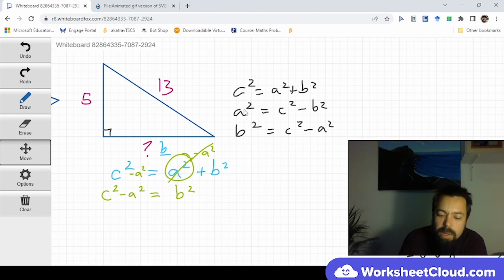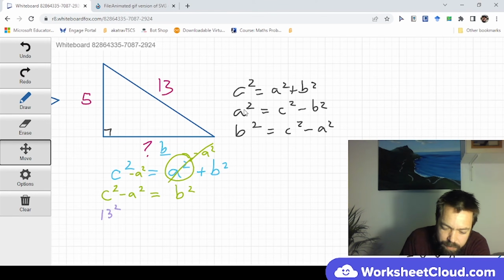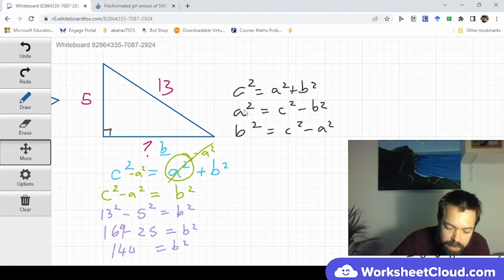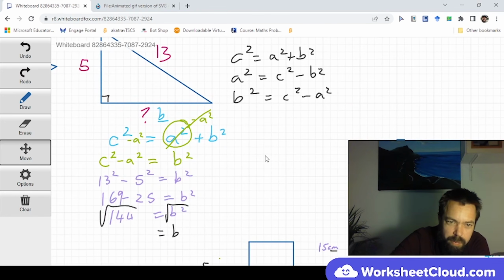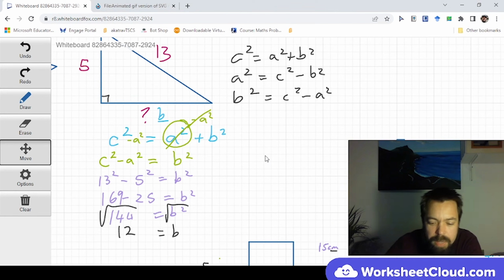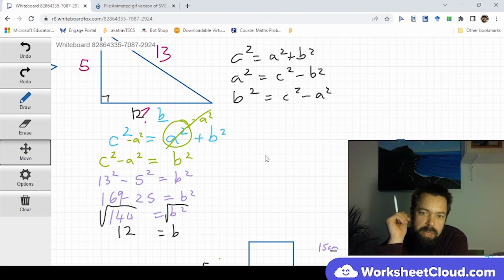Anyway, that was a very long-winded way to get to the fact that we are starting with c squared minus a squared equals b squared. So c squared was 13 squared minus 5 squared equals b squared. 169 minus 25 equals b squared. 144 equals b squared. Square root, b squared, b is equal to 12. All right, and that gives us the length of the side we were missing, 12, whatever units we were looking at.